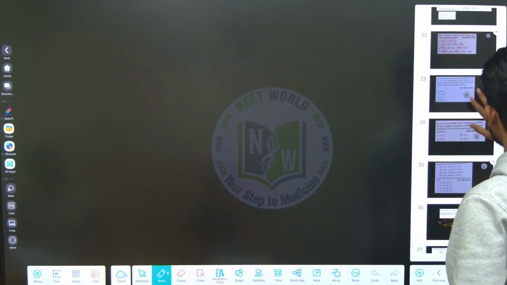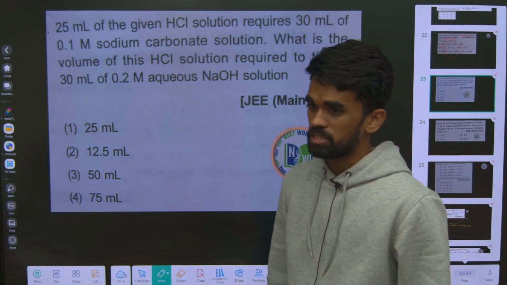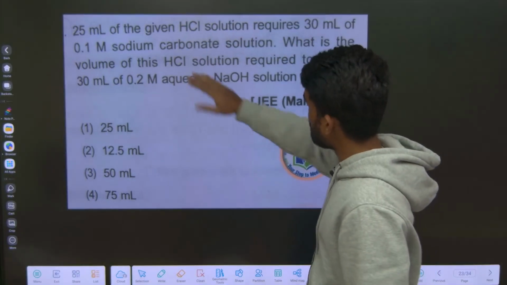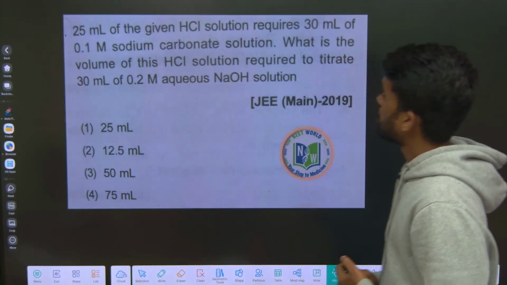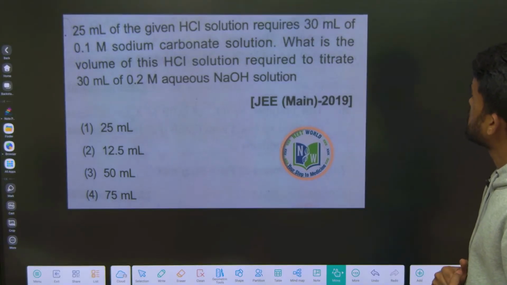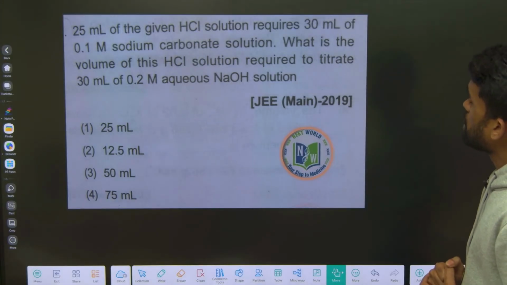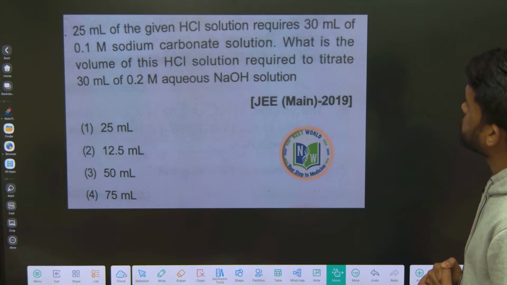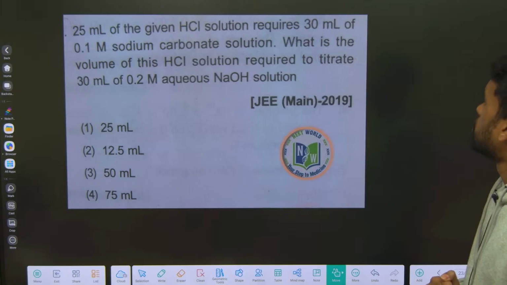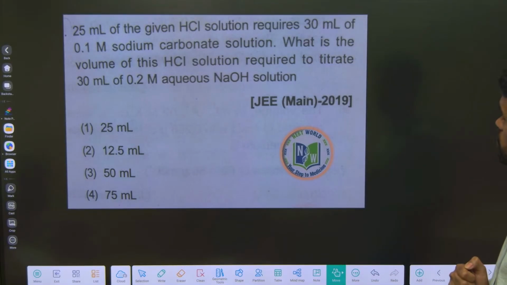If something is in its maximum oxidation state, then it won't undergo a disproportionation reaction. We know that statement, and using that we can solve the previous question. Tell me the answer for this question. 25 ml of given HCl solution requires 30 ml of 0.1 molar sodium carbonate. What is the volume of HCl solution required to titrate 30 ml of 0.2 molar aqueous solution? Tell me.